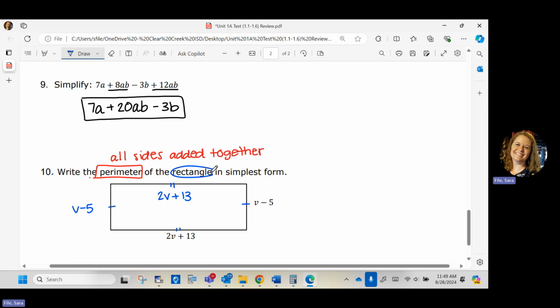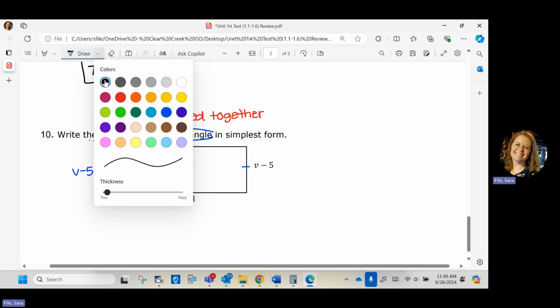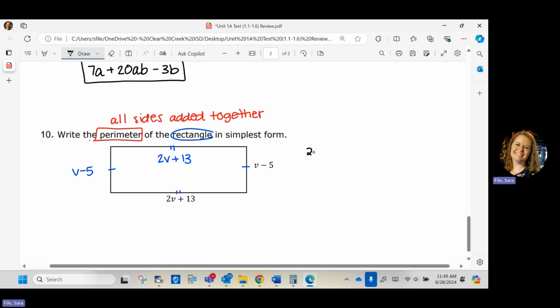So there's 2 ways that you could set this up. You could set this up by writing all of that out together. So you could write 2V plus 13 plus 2V plus 13, because there's 2 of those, plus V minus 5 plus V minus 5. So you can write it all out like that. Okay, and then combine like terms. So I've got all these V terms. So that's 2, 4, 5, 6V.